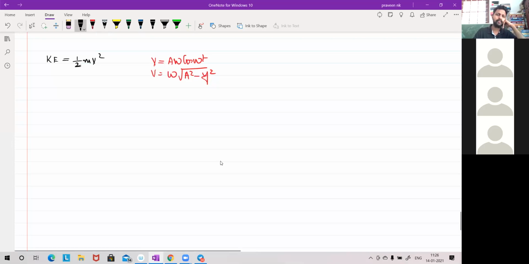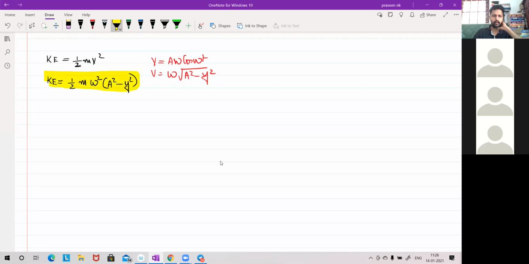If I'm using V is equal to omega root A square minus y square, what could I rewrite this expression for kinetic energy as? Half mv square. That v square can be rewritten as omega square times A square minus y square. Therefore, we are getting an equation like this. This is the equation for kinetic energy. Let me just highlight this equation. Okay, fine.